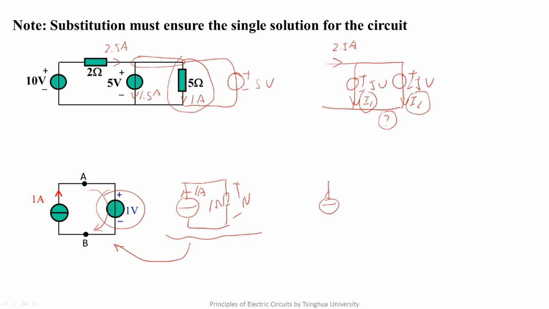But there will be a problem if it is replaced with a current source. Although the mesh current is still 1 ampere, the voltage across it cannot be solved. You should notice that the substitution must ensure the single solution for the circuit. Okay, this is the end of this lecture.